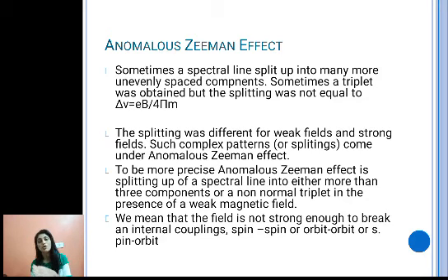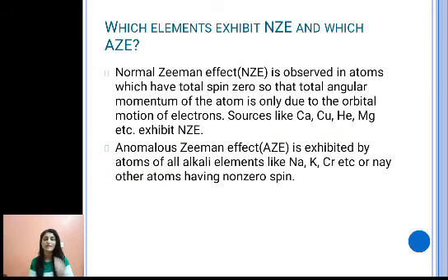Now when we talk about a strong magnetic field, one thing is that the field strength is more than 30,000. Second thing is that the field is strong in the sense that it is able to break internal couplings. Internal couplings, that is spin coupling, orbit coupling, spin orbit coupling. So when the field is strong enough to break internal couplings, that is called a strong magnetic field. A weak magnetic field is one that is not able to break the internal couplings.